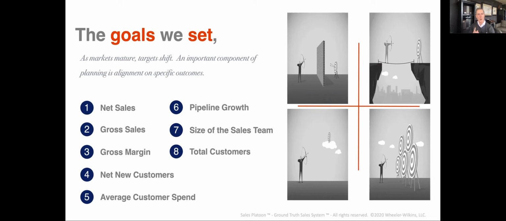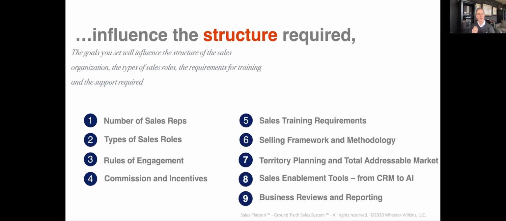So remember first, the goals you set are going to influence the structure that's required. The number of sales reps, you might need more or less sales reps. The type of sales roles. Before we might have had account executives only, but now we need to explore account managers. And if we do add new roles, we need to change the rules of engagement, because how are we going to hand accounts off between those two? How do we structure commission and incentives? What type of sales training do we need to have? How about that selling framework and methodology we touched on earlier? Do we have the right one?